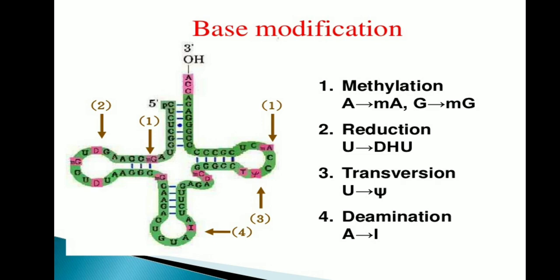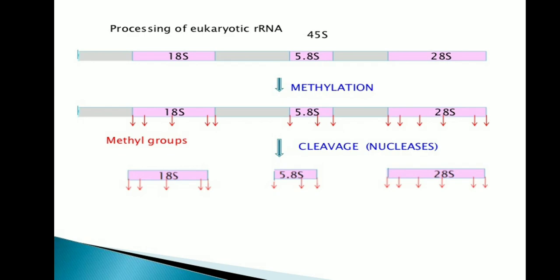Here you can see the base modification, the methylation of adenine to guanine, or the reduction of uridine into DHU, or the transversion of uridine into the sigma factor, or the deamination of adenine to inosine. So these base modifications can take place here. You can see the methylation as well as the nuclease which cleaves this kind of group. And thus the processing of these eukaryotic RNAs will take place.